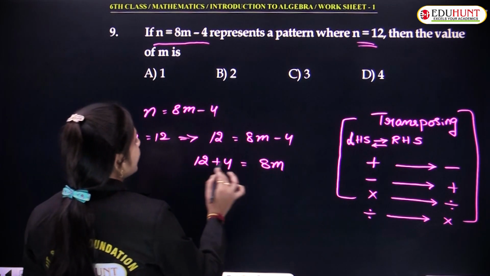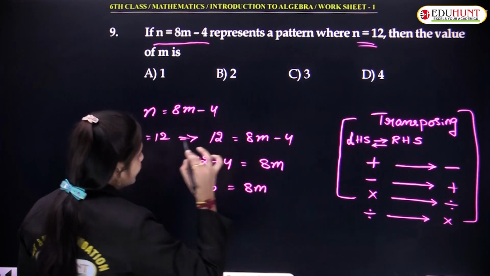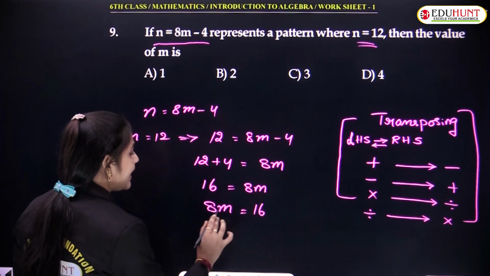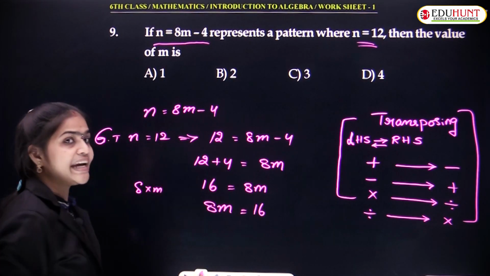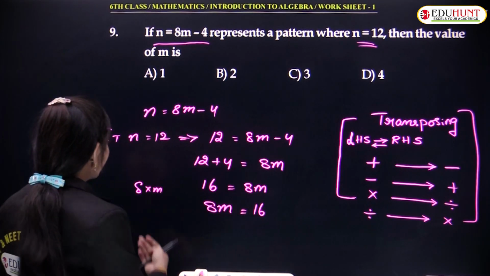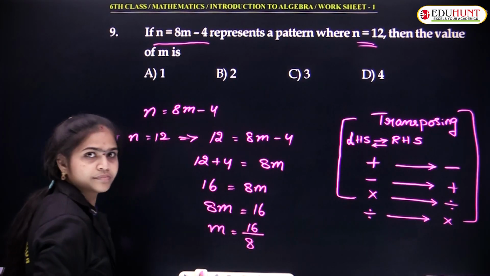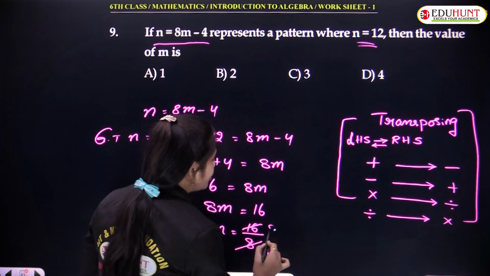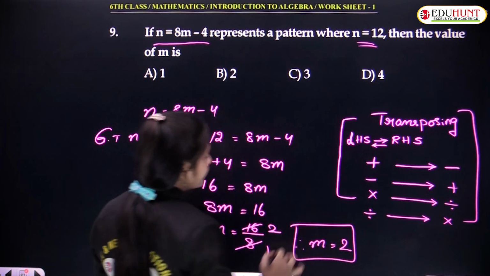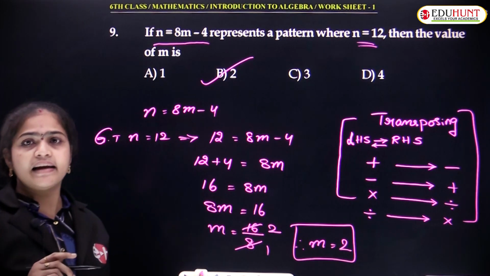Now here see that 12 plus 4 is equal to 8m. 12 plus 4 is equal to 16, which is equal to 8m. We can write this as 8m is equal to 16. Now here 8m means 8 into m only, that is multiplication. So here multiplication becomes division. As per that condition, m is equal to 16 by 8. 8 twos are 16, and finally we have m is equal to 2. Yes, option B is satisfying, that is 2.